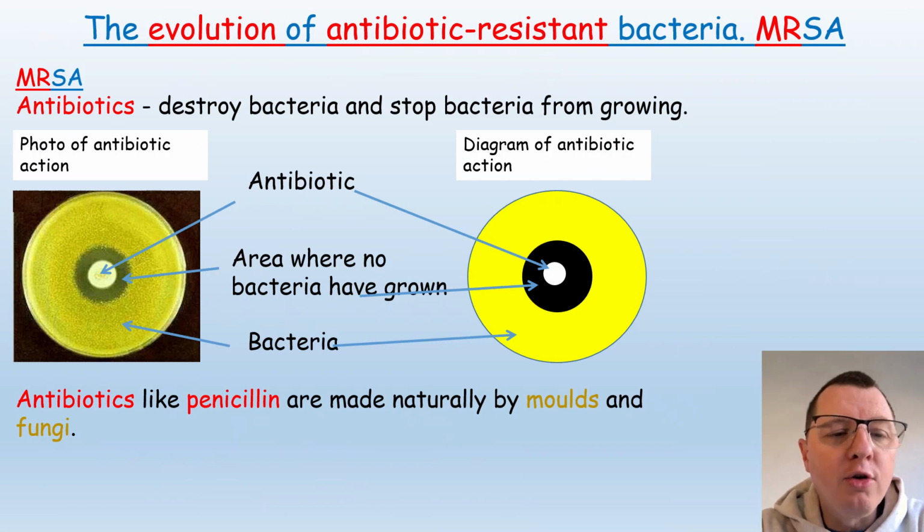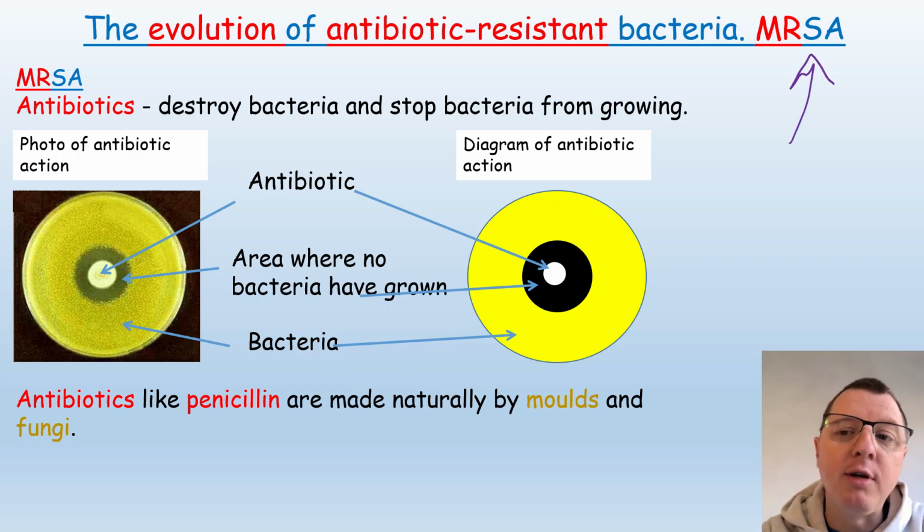So let's take a look at another modern example of natural selection. And in this case, we're going to look at the evolution of antibiotic resistant bacteria. And a big example of that is a bacteria known as MRSA. A little bit of background first.